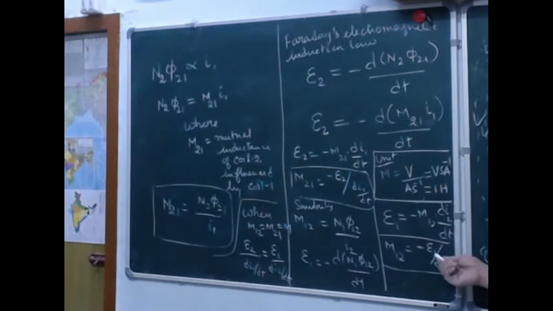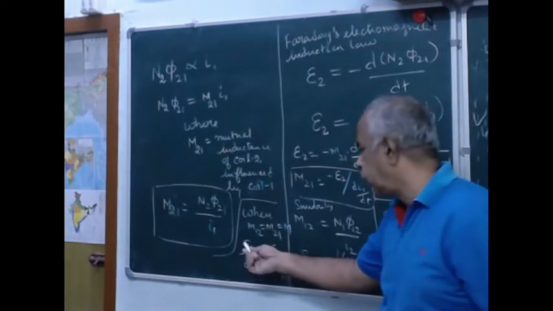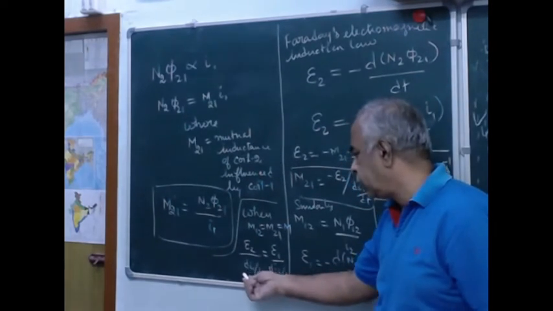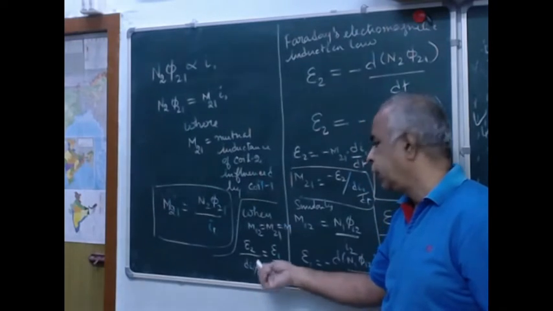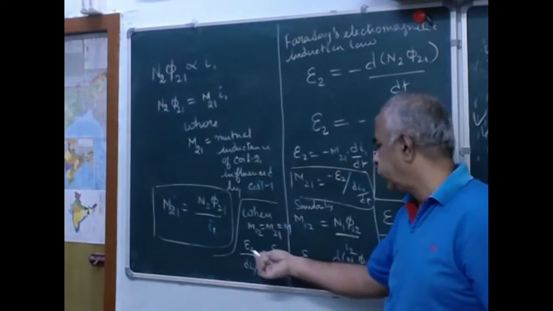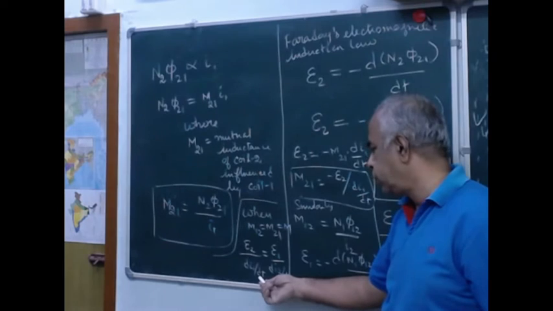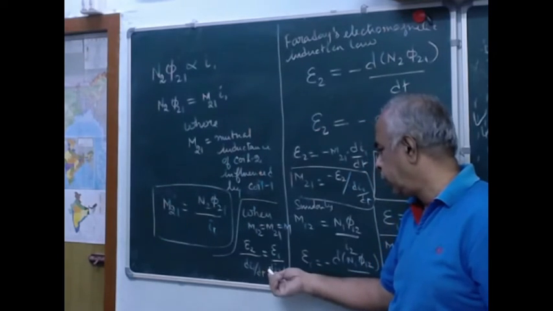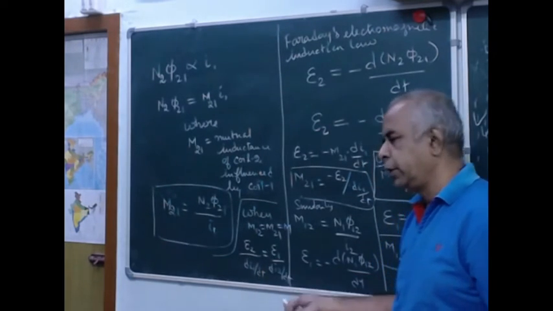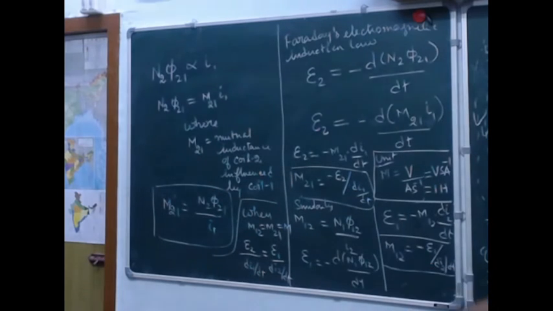Okay. When M12 is equal to M21, what will happen? So the ratio of E2 and the rate of change of current will be equal. Okay. So E2 divided by dI1 by dt is equal to E1 divided by dI2 by dt. So this will be used in problem solving also. Okay. Is there any doubt? Fine.